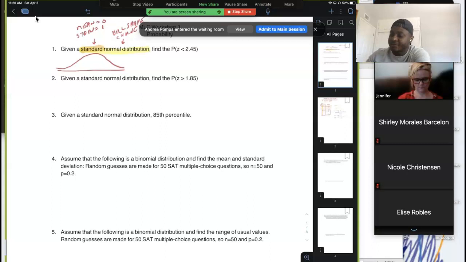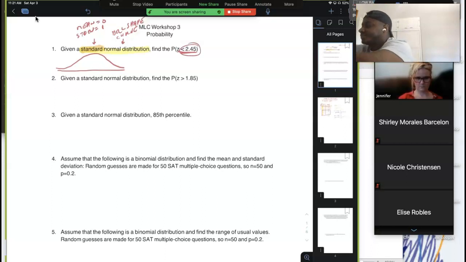So in this case, if we want to find the probability that z is less than 2.45, then what we're going to do is find 2.45 on the graph.